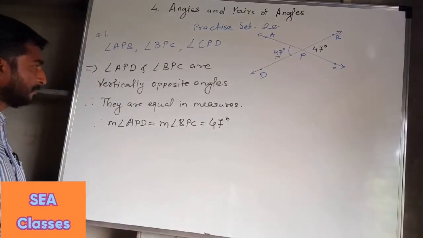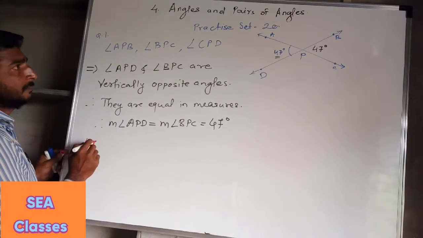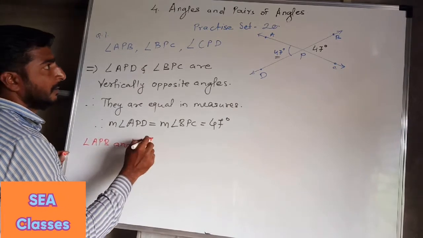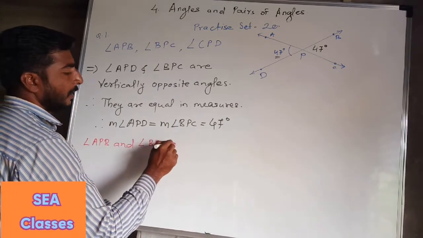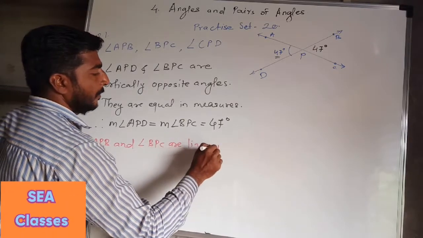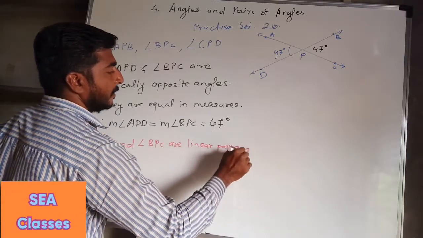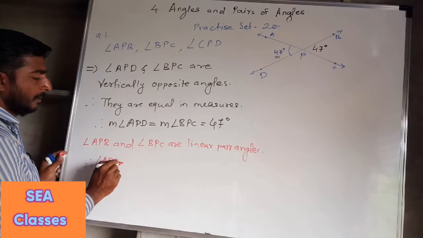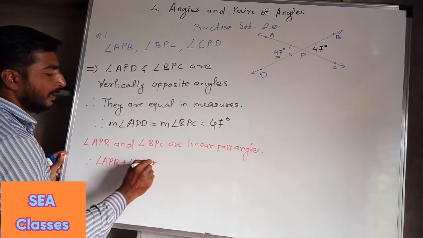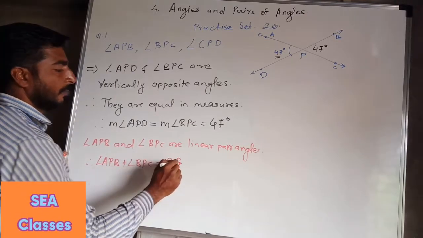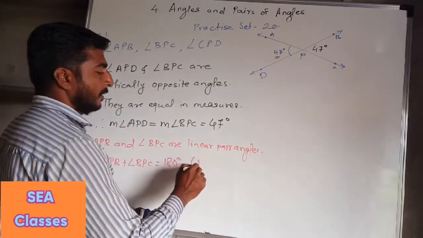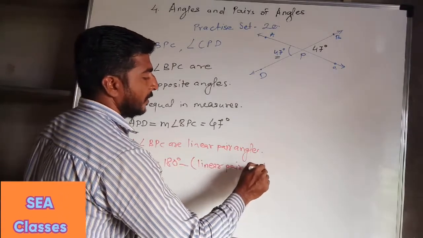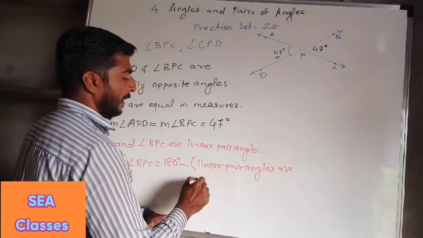So we can say here angle APB and angle BPC are linear pair angles. Therefore, angle APB plus angle BPC is equal to how much? 180 degrees. Why? Because linear pair angles are supplementary.